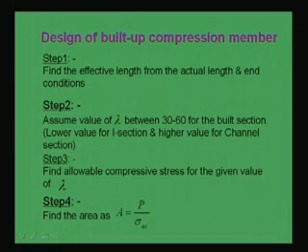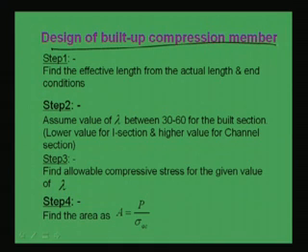Now, we will go for the design process, that is, how to design a compression member having built up sections. This is exactly the same as we have done for individual members, right. So, a similar process we will follow for getting the design aspects of a built up compression member. So, let us see how it happens. For design of a built up compression member, we will see what steps we have to follow.